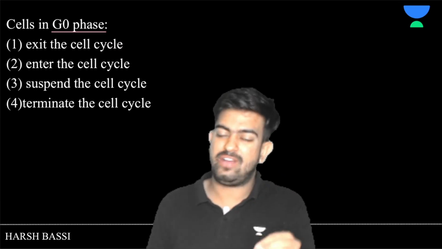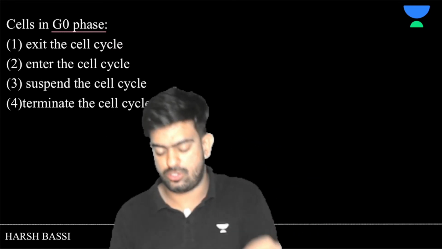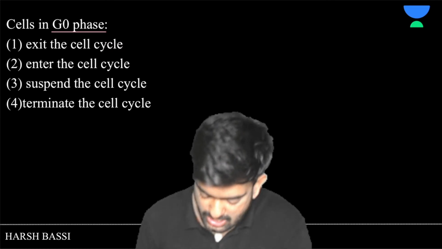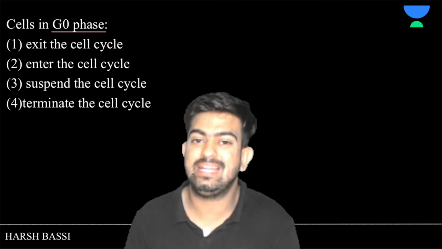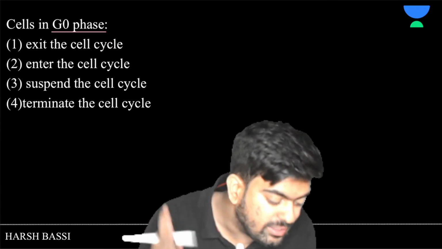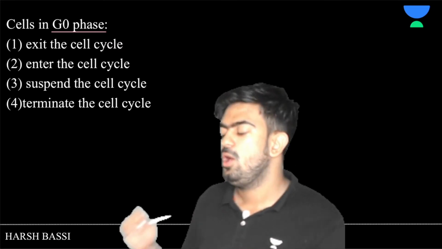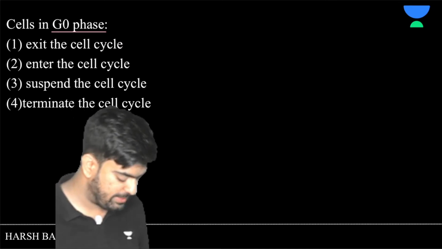In one they asked about the G0 stage, and again they are asking about the G0 stage, right? Cells in G0 phase exit the cell cycle, enter the cell cycle, suspend the cell cycle, or terminate the cell cycle. Which will be the correct answer?